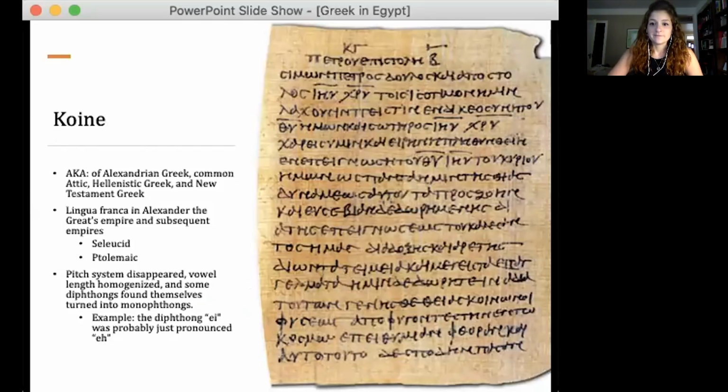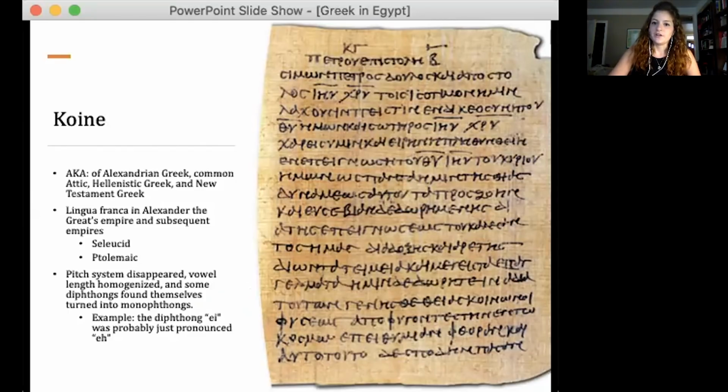From the Egyptian perspective, our interest lies in a form of Greek most commonly known as koine, though it also goes by the name of Alexandrian Greek, Common Attic, Hellenistic Greek, and New Testament Greek. The name koine means common, as it was the lingua franca throughout the empire of Alexander the Great and the subsequent empires that came from it, like the Seleucids and the Ptolemies. More on that in a bit.